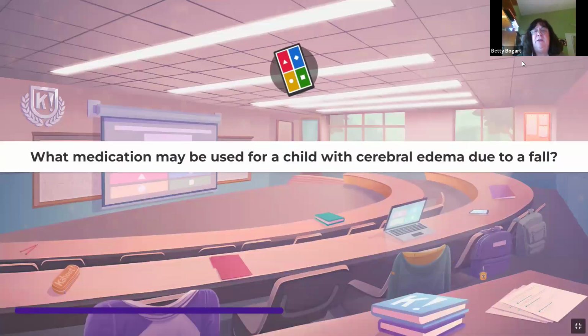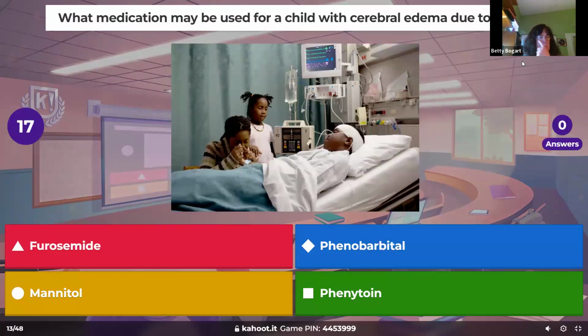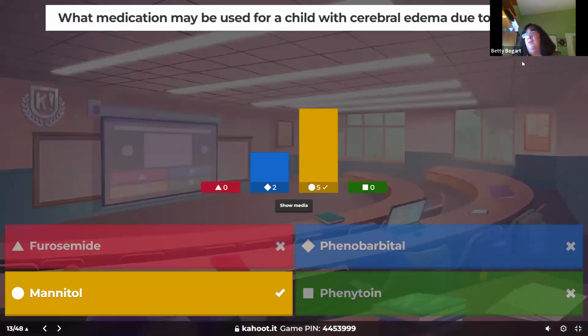What medication may be used for a child with cerebral edema due to a fall? We have diuretics we use for pulmonary edema, peripheral edema, right? But there's one that we use specifically for increased intracranial pressure due to cerebral edema. Now, it can be used for renal failure and toxic ingestion also. But this is something that we give, mannitol, and immediately you'll see fluid just start coming out, specific to the brain.